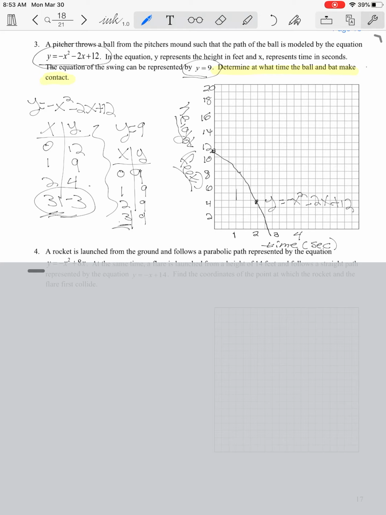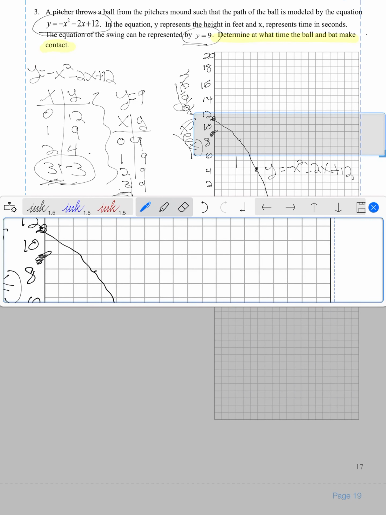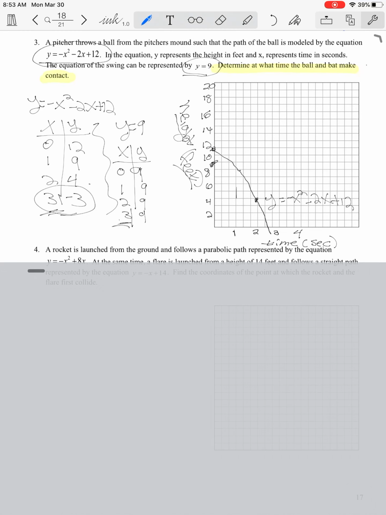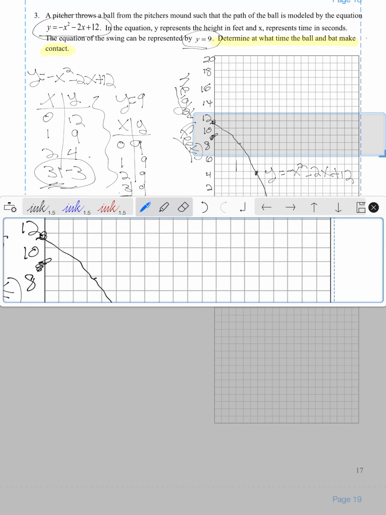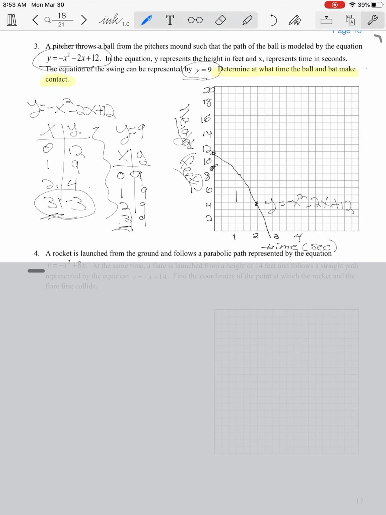Then I'll graph my line. I have 0, 9, I have 1, 9, I have 2, 9, and I know this is my line. Y equals 9. I graphed, I labeled, and then I have to remember to go back.